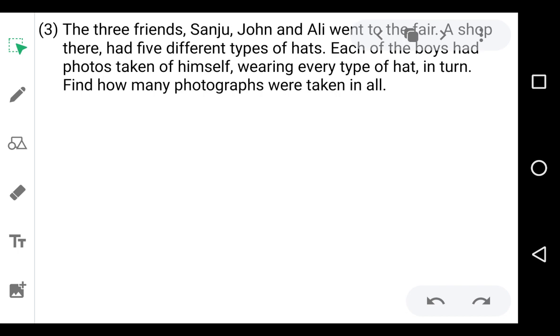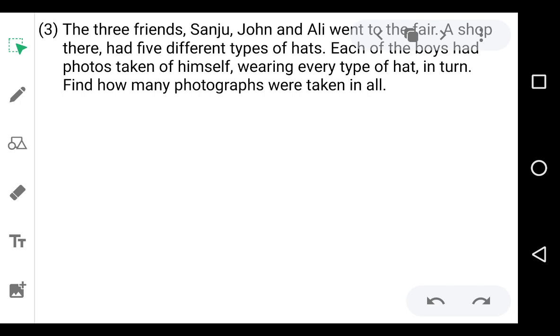Next example is, the 3 friends Sanju, John and Ali went to a shop. There were 5 different types of hats. Each of the boys had photos taken of himself wearing every type of hat. Find how many photographs were taken in all. There are 3 friends, Sanju, John and Ali, and there are 5 different types of caps. How many caps? 5 caps. So everyone wants to take a photo with each cap. So here we have to find how many photographs were taken in all.